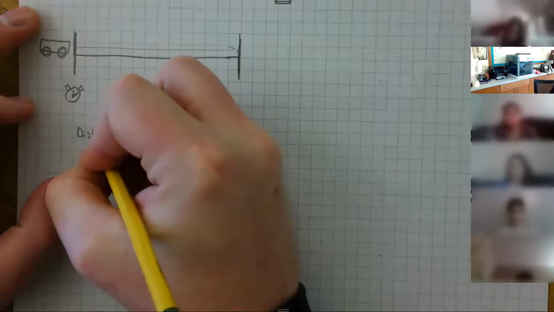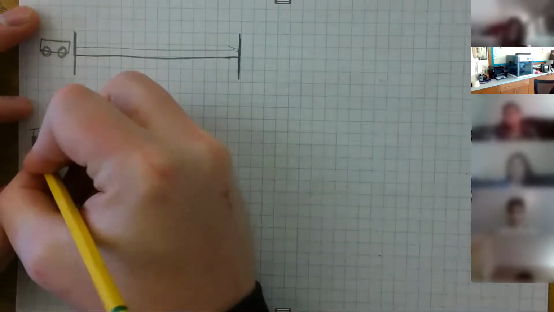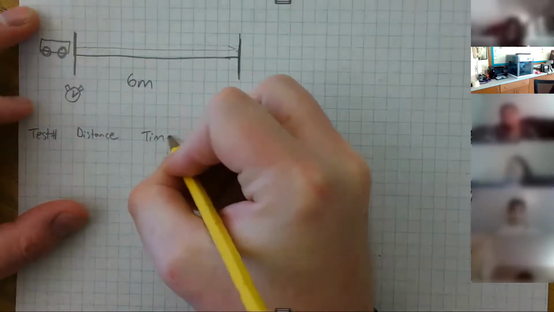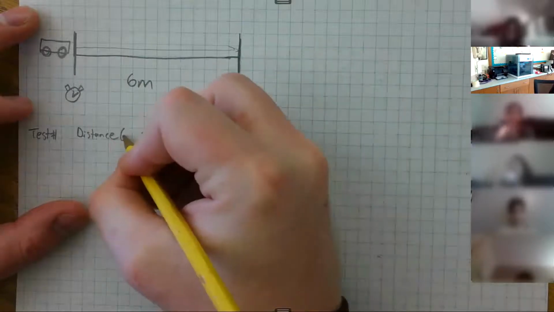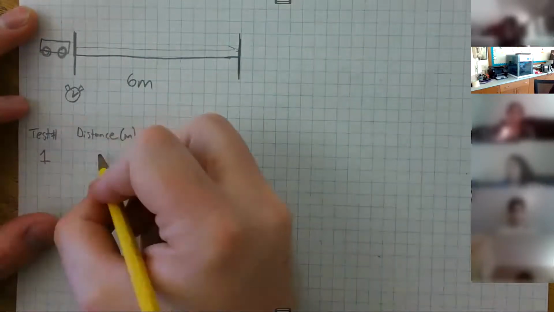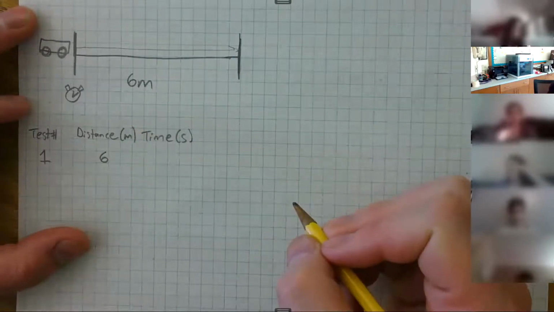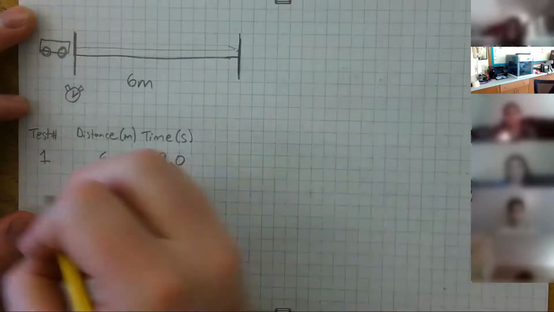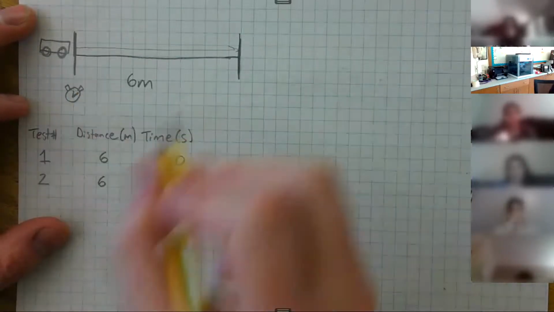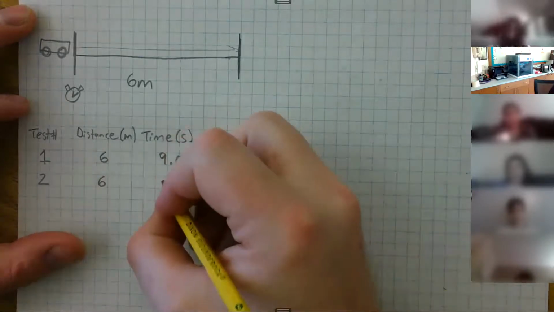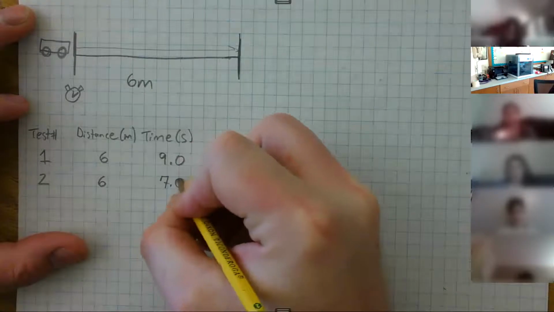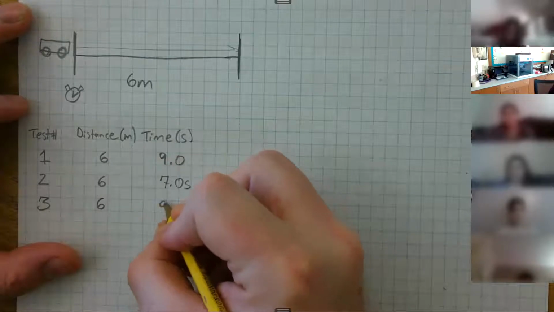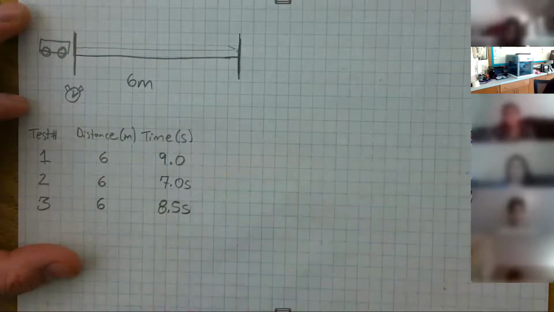I'm going to say distance. This will be test number. And this will be the time in seconds. So for test number 1, it went 6 meters. And what if it went 6 meters in 9 seconds? 9.0. And then test number 2 was also 6 meters, because we're going to keep it 6 meters every time. And it went 6 meters in 7.0 seconds. And then test number 3, it went 6 meters, did it in 8.5 seconds.